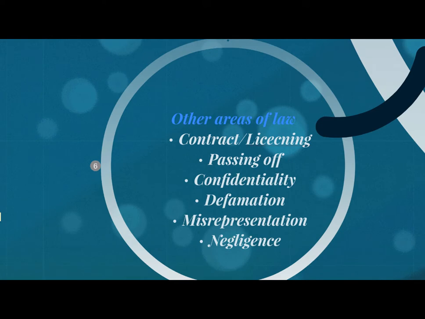Of course, there are other areas of law that also apply here. So contract law, licensing, passing off, confidentiality and defamation, misrepresentation, negligence. There's a whole lot of torts that can apply as well. So make sure that you remember those areas. You should have studied most of these before. We're going to talk about them again, so don't worry too much if you don't remember them. But we're also going to look at the ways that rights can overlap between IP law and other areas of law.